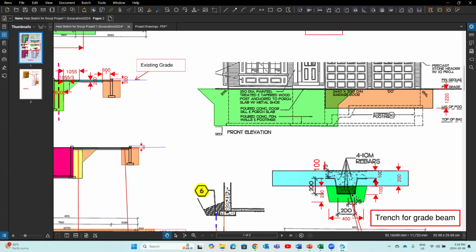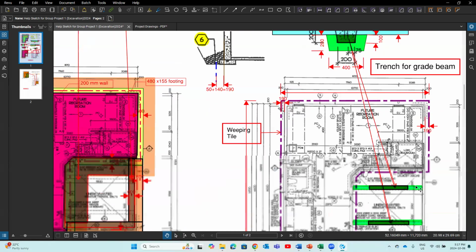So the trench, if you don't think about the gravel, the trench would be this 200 millimeter by 100 millimeter, right? That's at least this. But if we do consider there are granular base underneath, 100 millimeter underneath, then the trench size would be 400 millimeter by 100 millimeter. That would be the size of the trench.